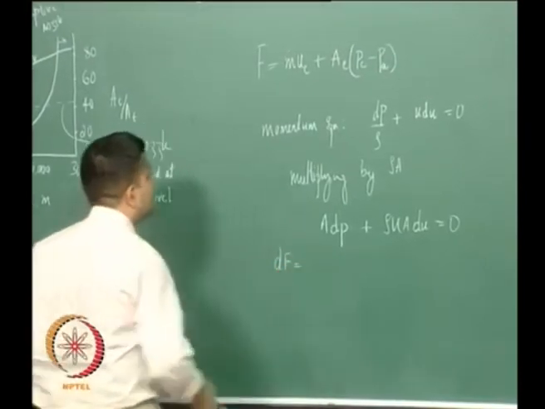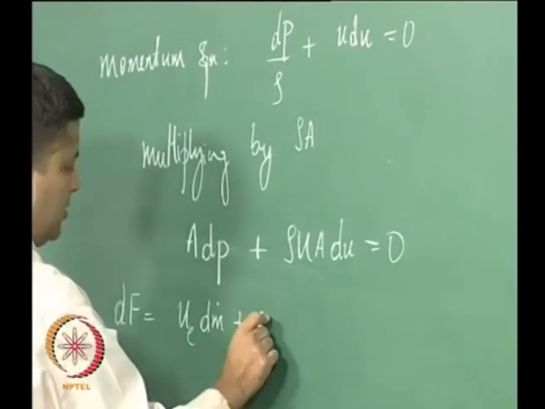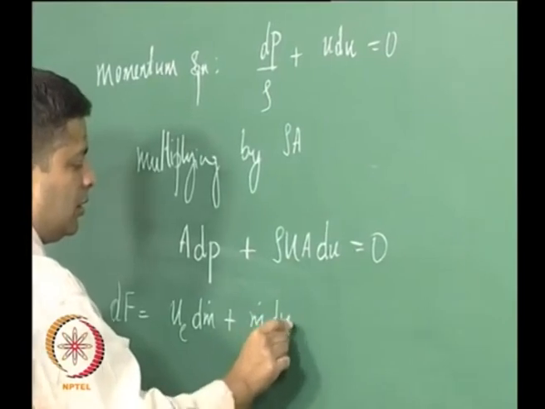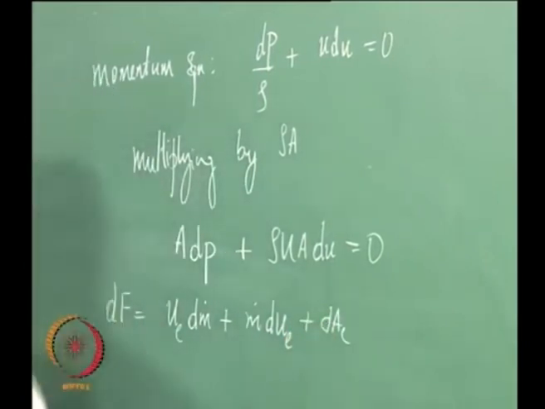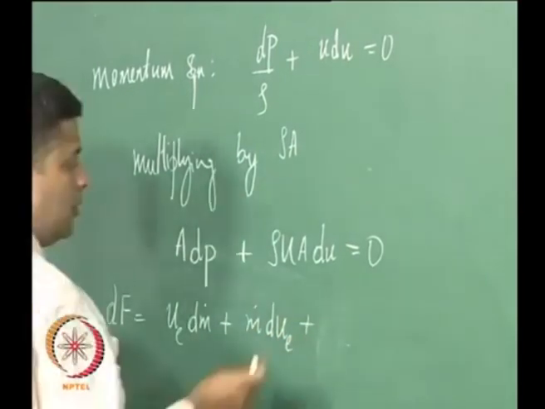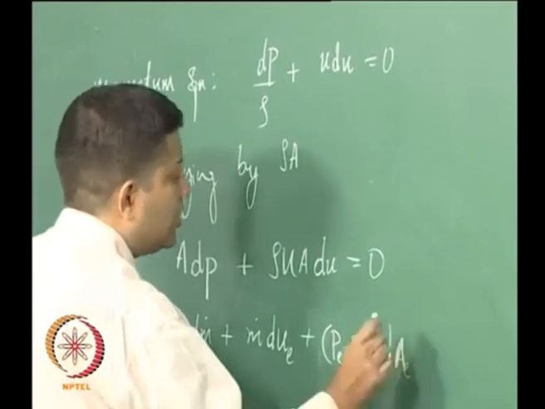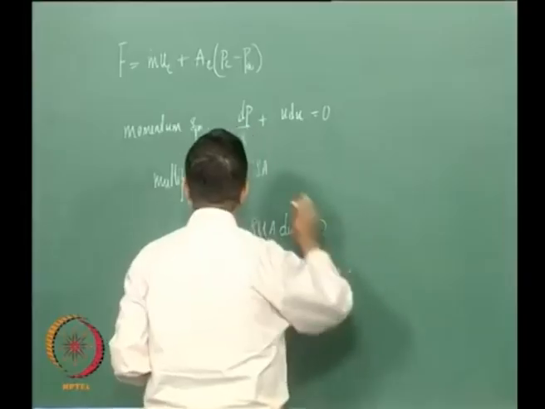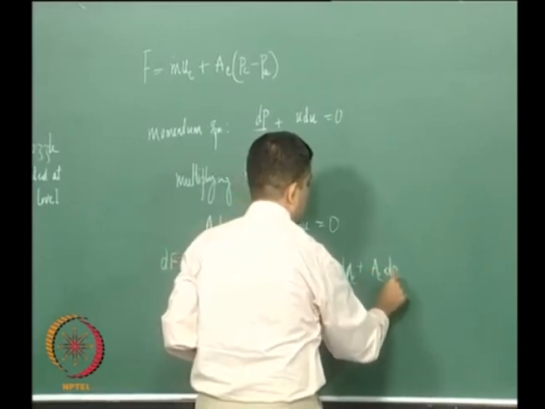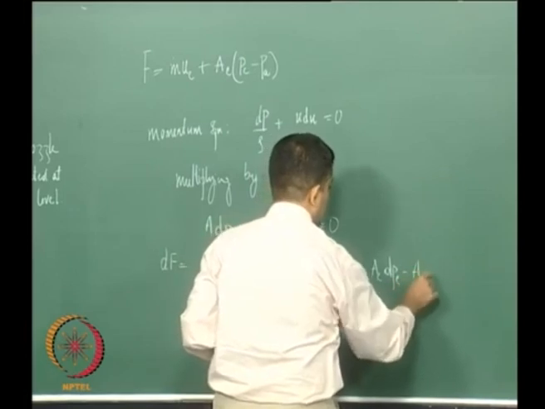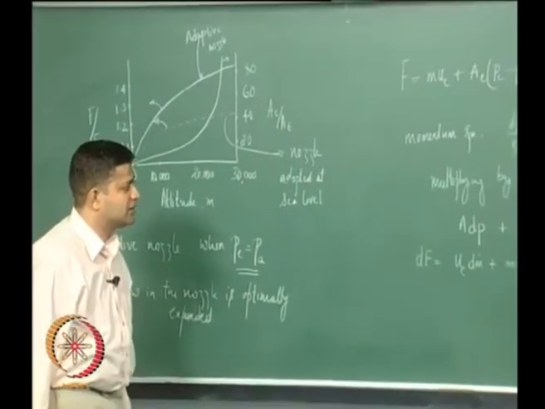So we will get dF is equal to ue dm dot plus m dot due plus (PE minus PA) into dAE plus, taking the derivative of the terms inside, AE dPE minus AE dPA. Now, in this equation, there are certain things that are constant.